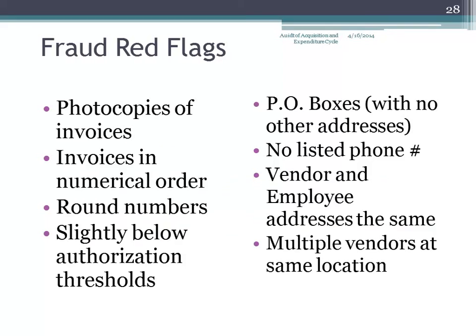Fraud red flags. Look at photocopies. Again, we talked about this when we talked about the sales and collection cycle. In this day and age with word processing programs, it's really difficult, but you want to be aware of that. Again, for completeness, you want to see the invoices in numerical order. You want to make sure of P.O. boxes with no other address. If it's just a P.O. box, most companies, even if you send it to a P.O. box, will have an address for that company. Right, they'll just say send remittances to this particular address. If the company doesn't have a listed phone number, that's unusual. How many businesses don't have listed phone numbers?